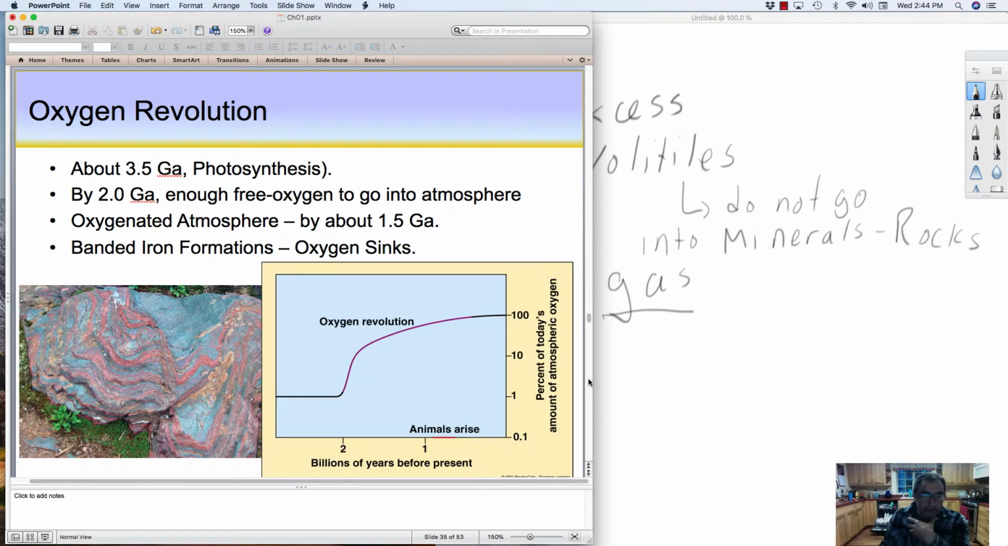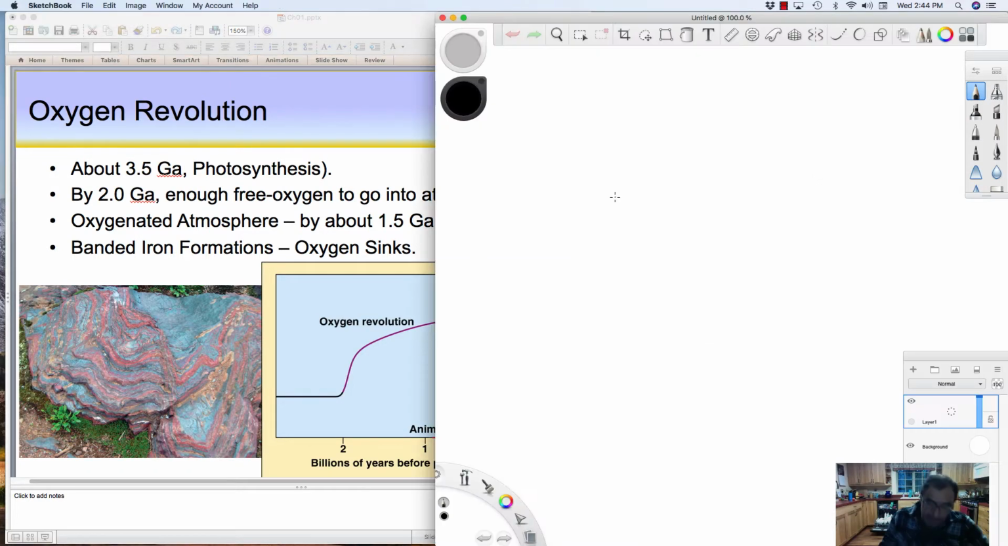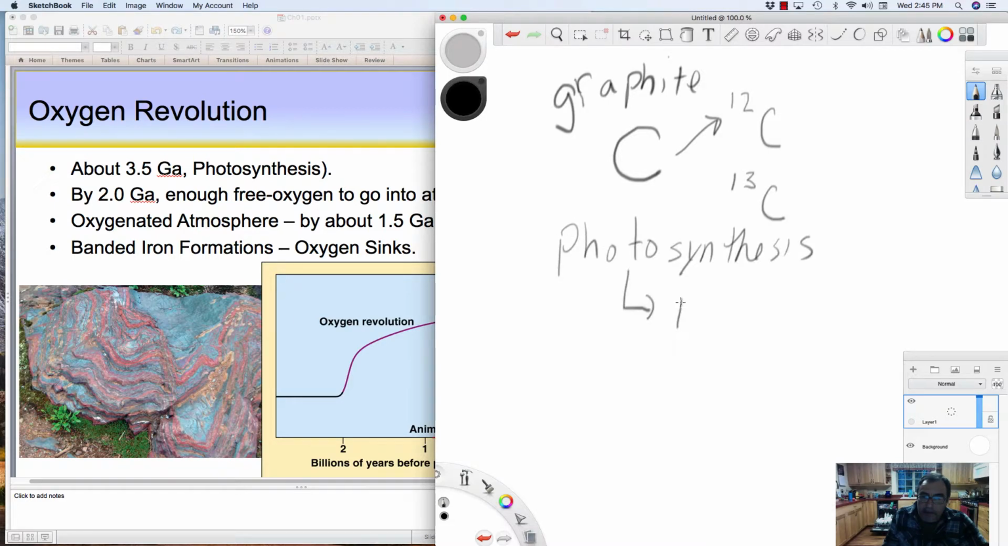Now, I mentioned something about photosynthesis, right? So some of the earliest evidence for photosynthesis comes from graphite deposits. If we think about what graphite is, graphite's a mineral, and it's composed of carbon, right? But we know that carbon has several isotopes. There's carbon-12 and there's carbon-13. During photosynthesis, it prefers carbon-12, right? So when we look at the carbon-12, carbon-13 ratio, there is going to be something called a fractionation.